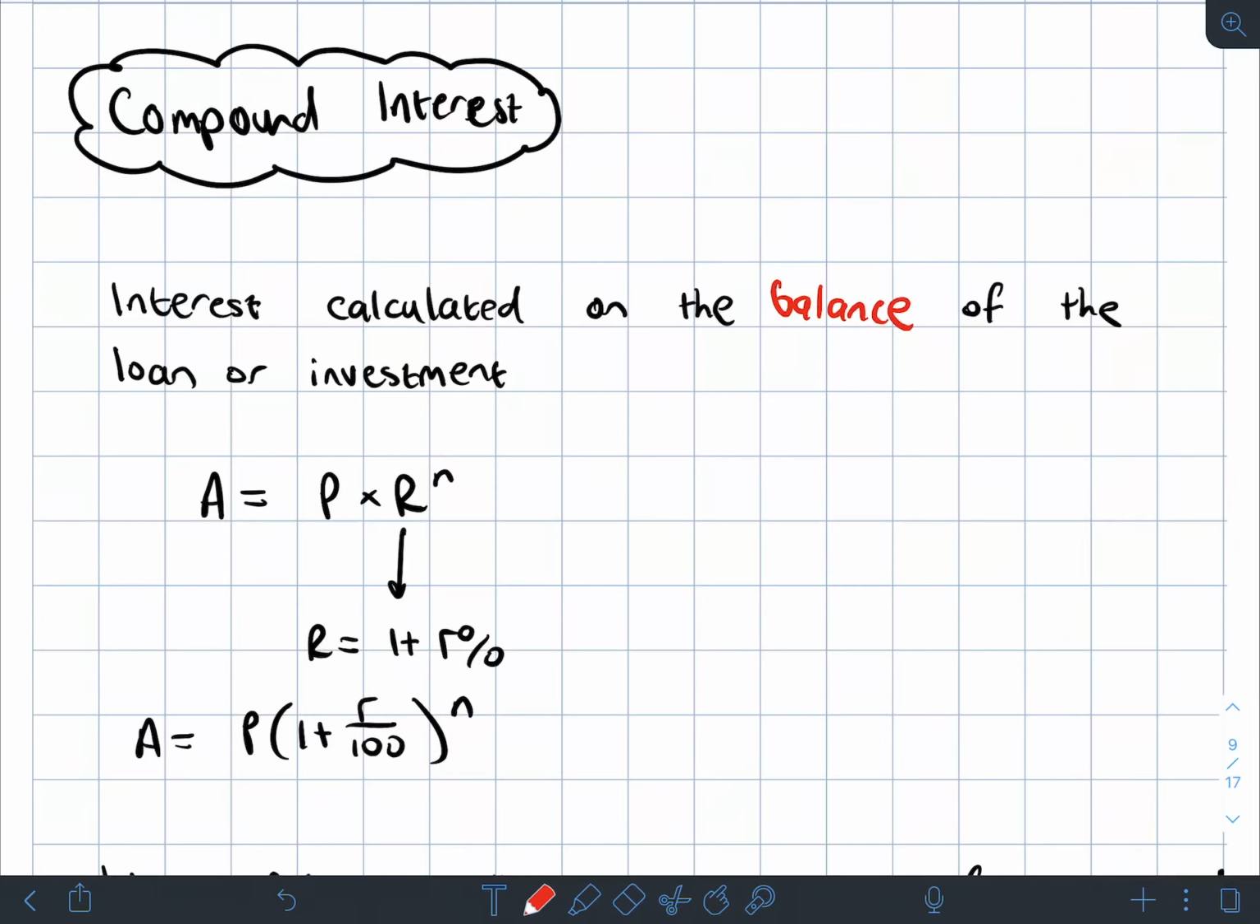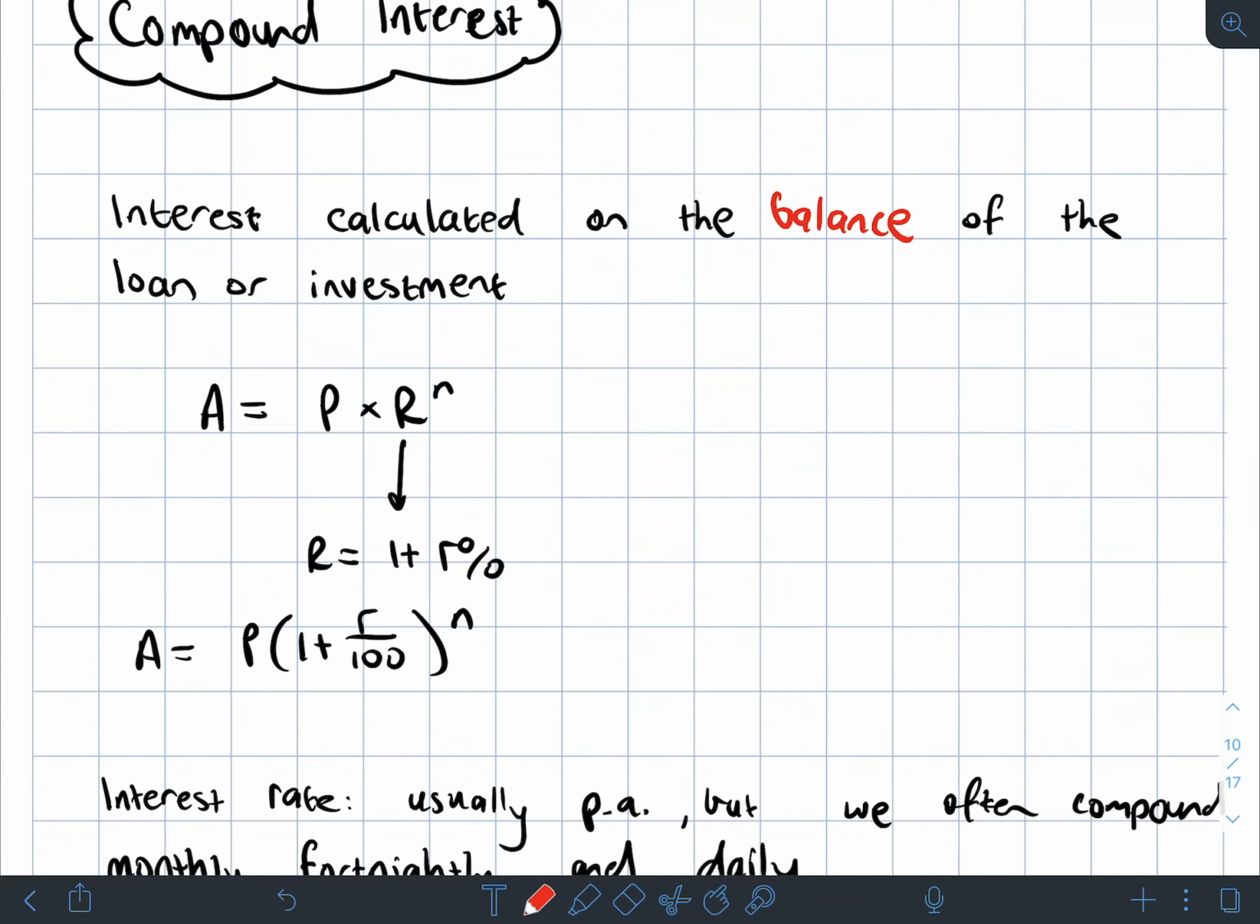Okay? So this means the amount that we're paying interest on, assuming we're, say, increasing our investment, if we're putting money in, the amount of interest that we get is more, rather than it just being a constant amount for simple interest. So this is the formula here.